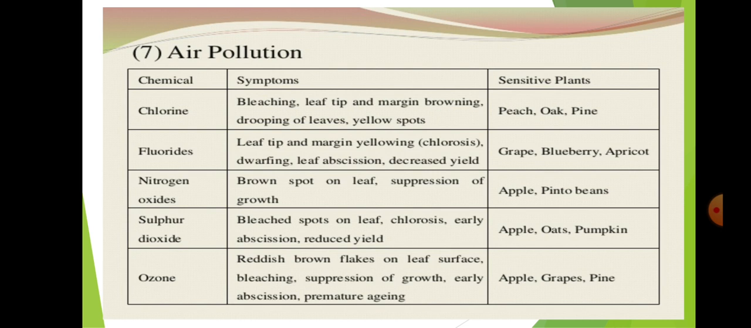The next stress is caused by chemicals, which is called chemical stress, or the factors responsible for causing stress to the plant that are chemical factors. In that, chlorine, fluorides, nitrogen oxide, sulfur dioxide and ozone are certain kinds of chemicals which cause stress to the plant.